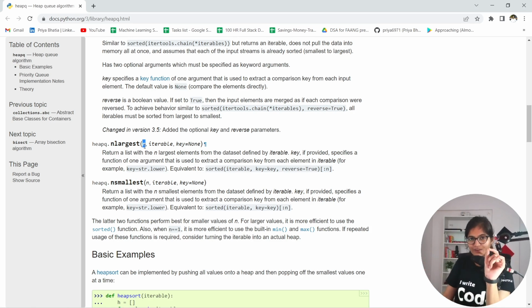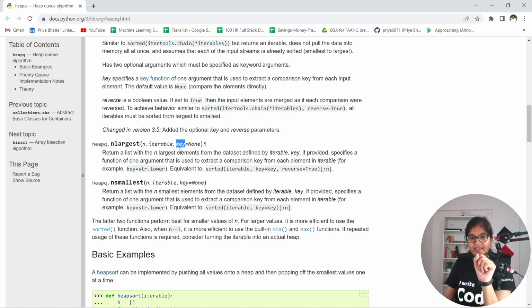So here, this value of n is something which is, for our purposes, k. I want to display the k largest elements present inside my dictionary. Then iterable is something on which you want to iterate, so there we have defined the count.keys value.